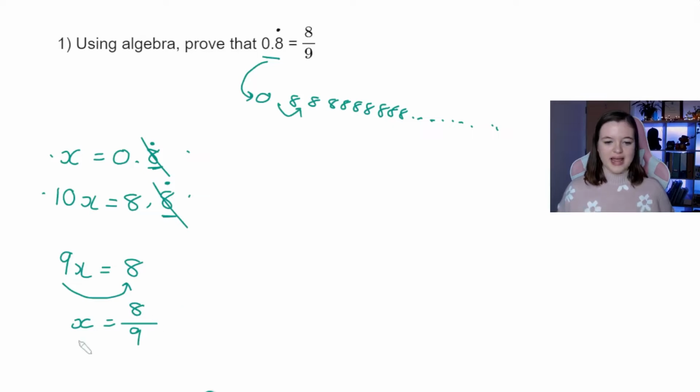And because you had x equal to 0.8 recurring up here, and now you have x equals 8/9 here, that must mean that these are the same, because x is equal to both of them. And x is the same letter, so therefore they must be the same. There we go, that's question 1.